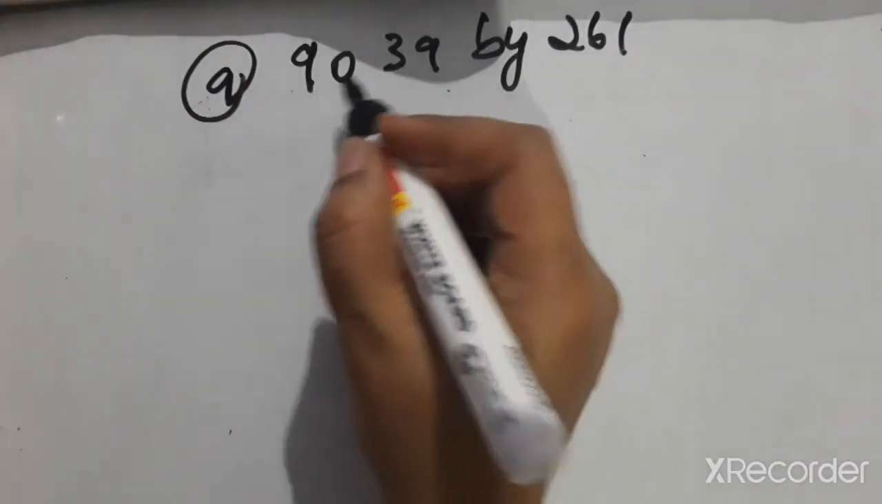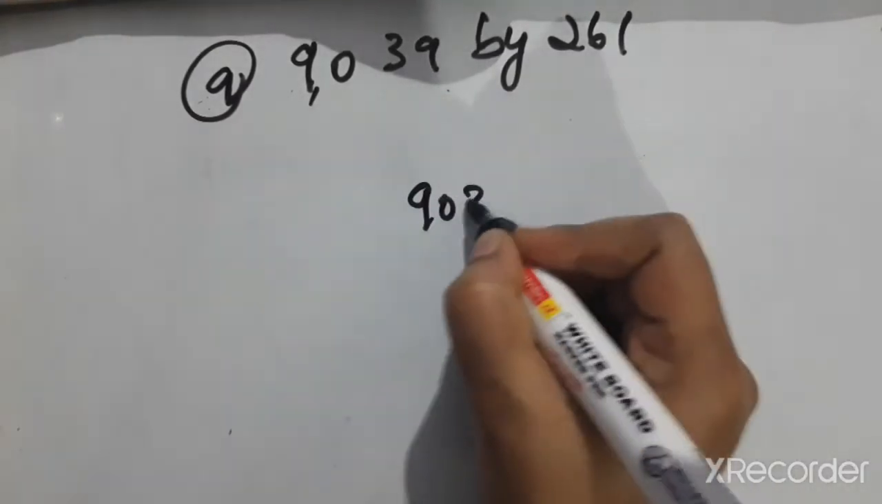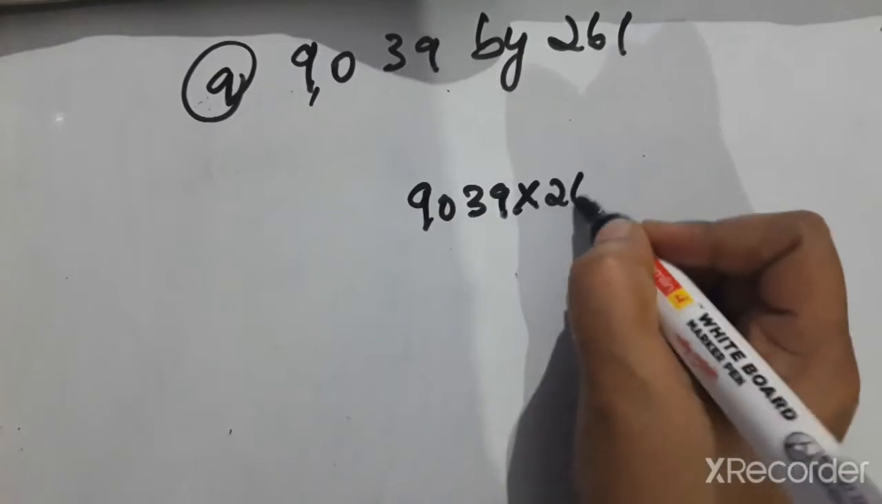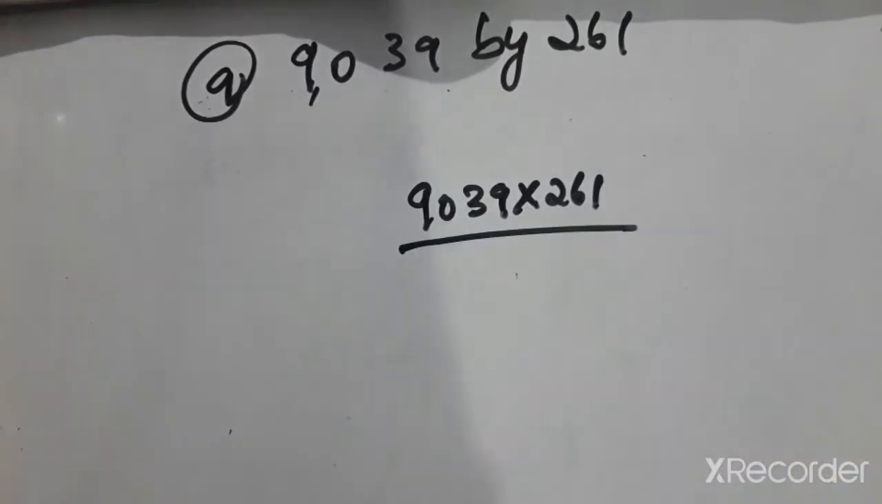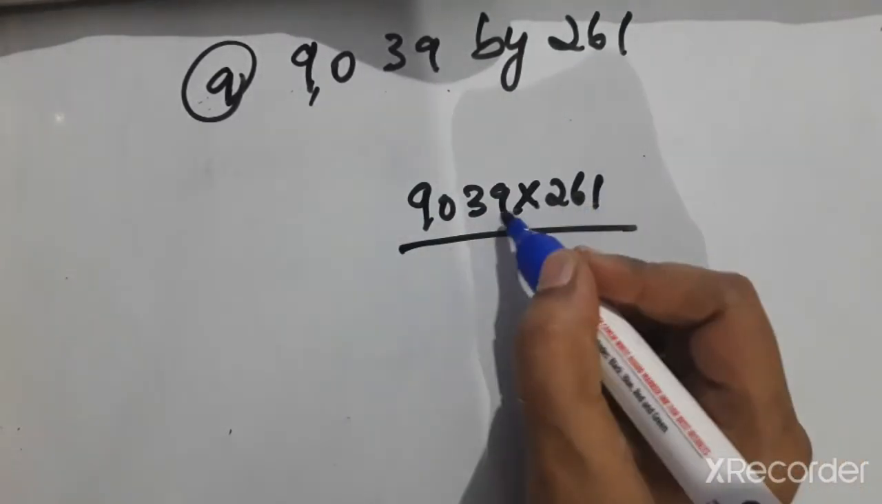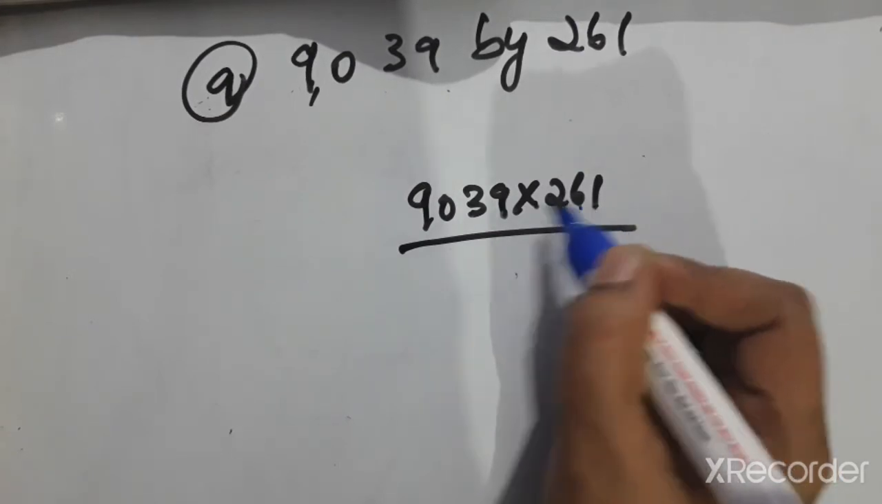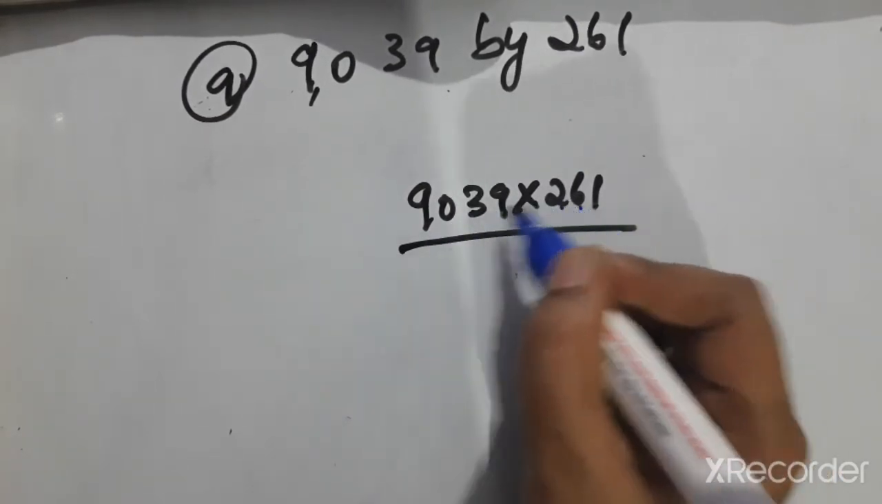Now ninth question. 9,039 by 261. We have to multiply. First we have to multiply 1 with each number, and next line 6 with each number, and we have to multiply 2 with each number.